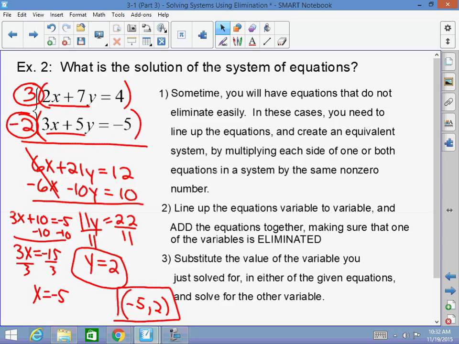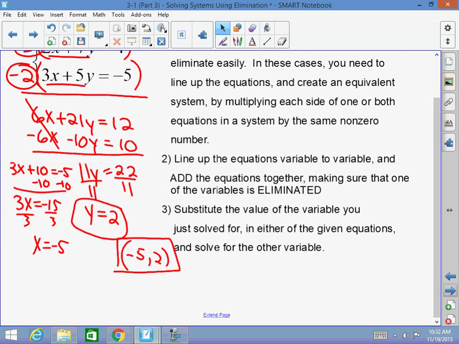Now, please be aware of the fact that on the test I will say, solve these specifically by graphing. Solve these specifically by substitution. Solve these specifically by elimination. Then I'll give you a solve any method you want. And then we'll do the next lesson, solve the inequalities. But does that make sense?